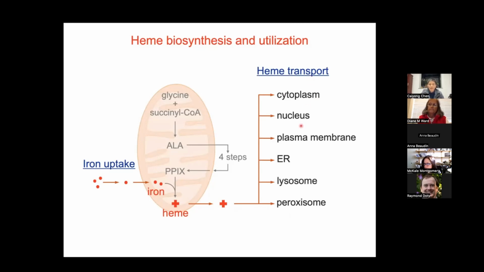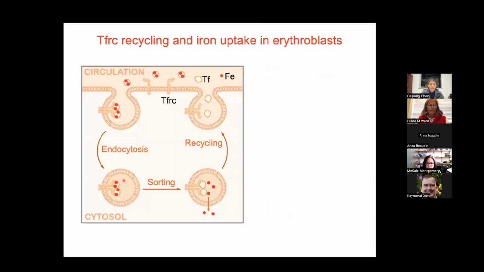For the iron part, we are interested in identifying new genes that are responsible for efficient iron uptake in developing red blood cells. Developing red blood cells take up iron through the transferrin cycle. In this cycle, the iron-loaded transferrin first interacts with its receptor, TFRC, on the cell surface, and the whole complex is internalized through clathrin-mediated endocytosis.